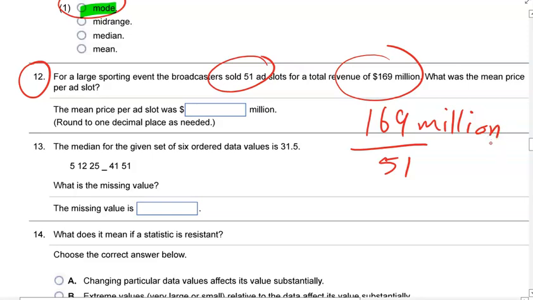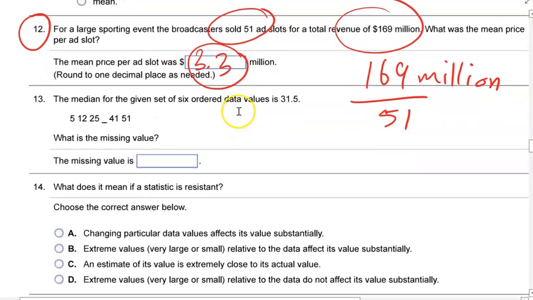The answer, if you divide it, you get 3.3 million. Remember that I already have a million here, rounded to one decimal place, 3.3 million.